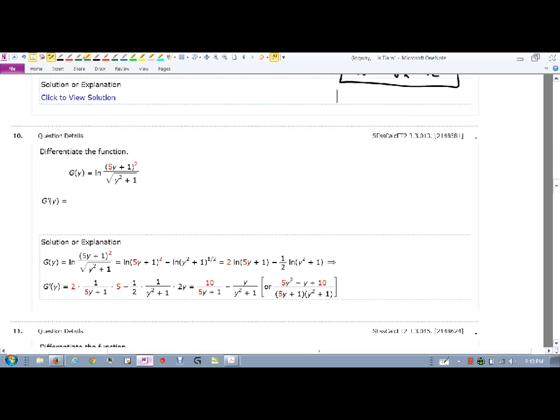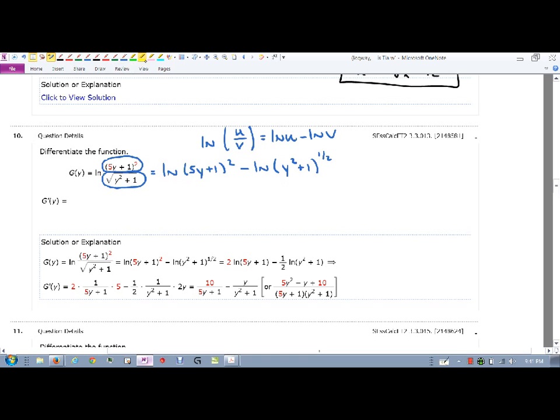Okay, on this one, I'm going to use a property that's very similar to the one I used earlier, except with division. If you have natural log of u divided by v, that's natural log of u minus natural log of v. So I'm going to first, before I take a derivative, split this up. This is my u. This is my v. So it becomes natural log 5y plus 1 squared, then minus natural log square root. Remember, we can write as y squared plus 1 to the 1 half.